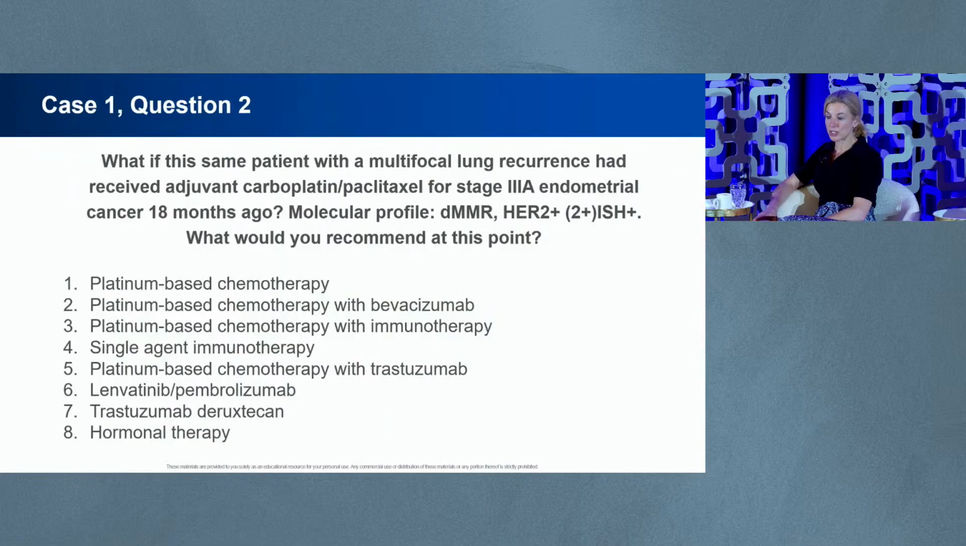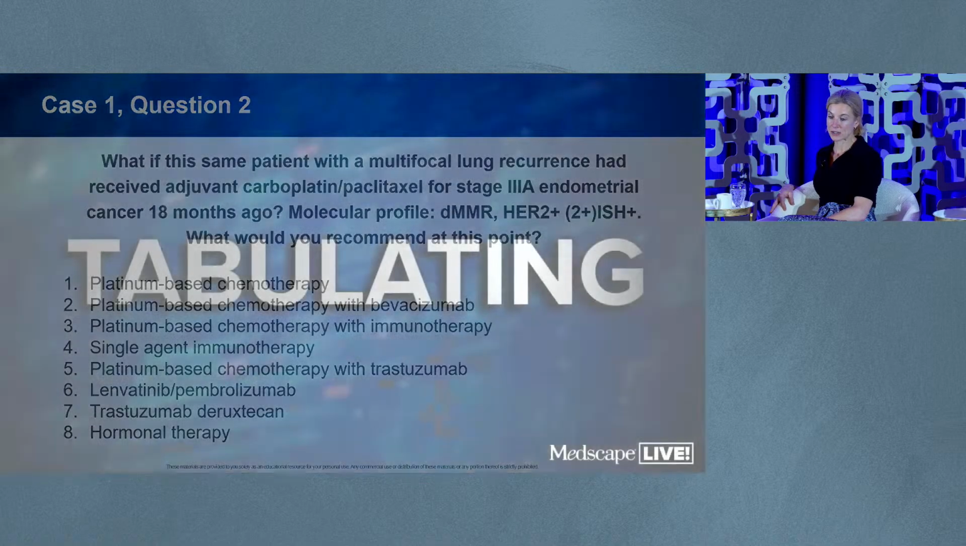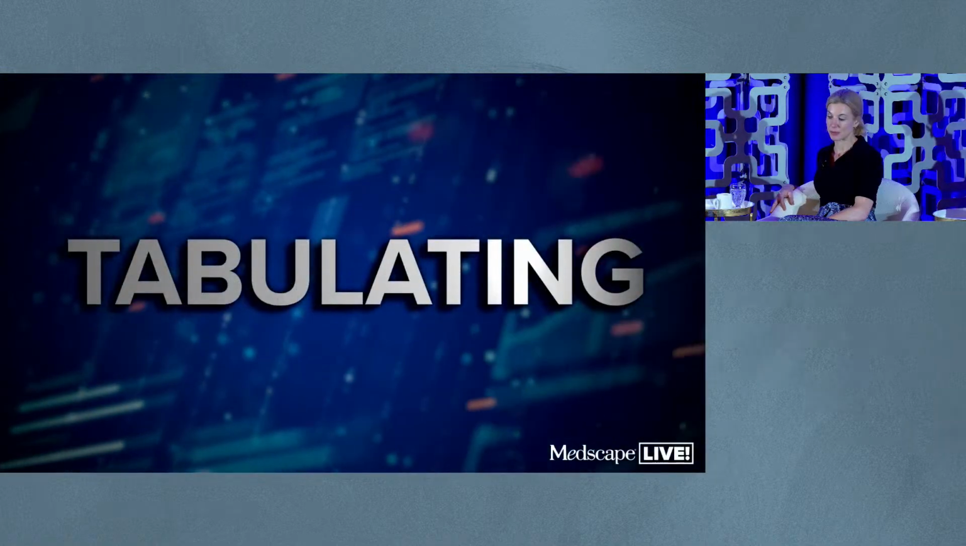Okay, so let's switch gears a little bit. So what if this patient with that multifocal lung recurrence had received adjuvant chemotherapy for stage 3 18 months ago? So she's still mismatch repair deficient, HER2 2+. Does that change any of your recommendations? So the same options, what would you choose in this case? So basically all that changed was that she received chemotherapy previously.